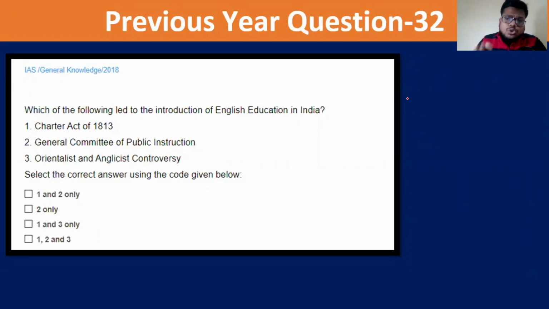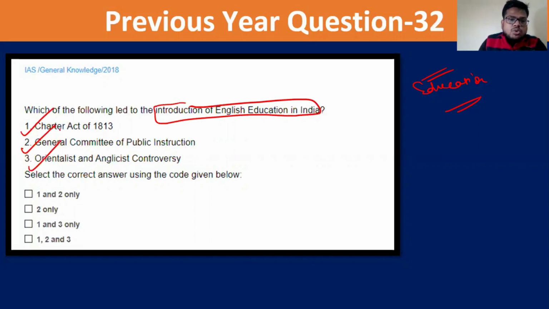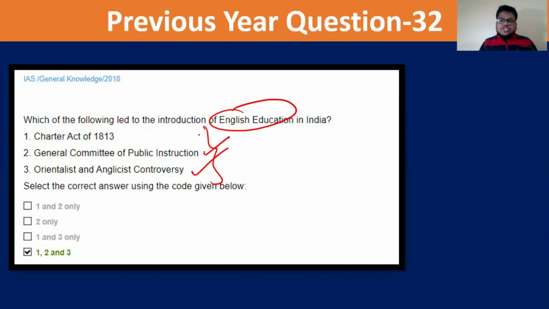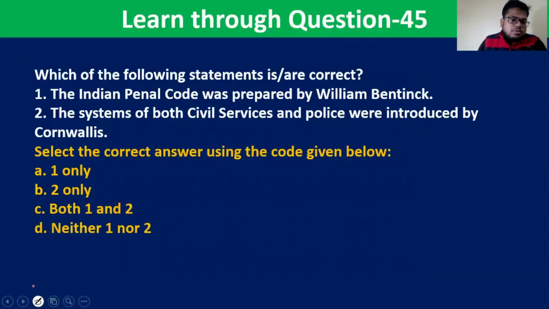Next question. Actually, we will discuss Indian education in detail, I think in the next session or the one after, in the beginning of modern nationalism, where we'll discuss the development of education. But before that, let us do this question. Which led to the introduction of English education in India? The Charter Act of 1813, the General Committee on Public Instruction, and the Orientalist and Anglicist controversy. Very easy. All three led to English education in India. We have discussed the General Committee on Public Instruction being set up, and the Charter Act, under which 1 lakh rupees was given, and from there the idea of education started. We'll discuss education in the times of the British in detail in a completely different section. Let us discuss 1 or 2 more questions.